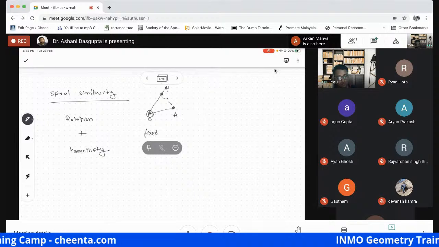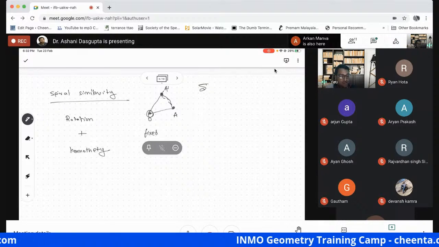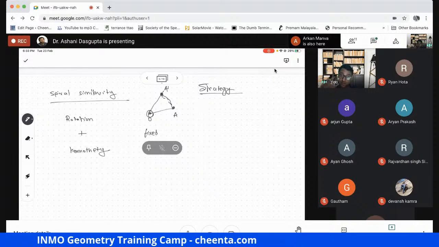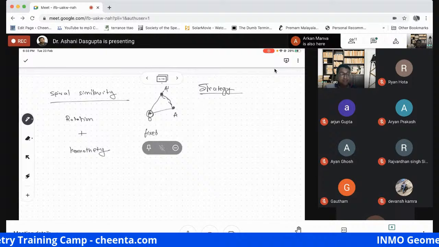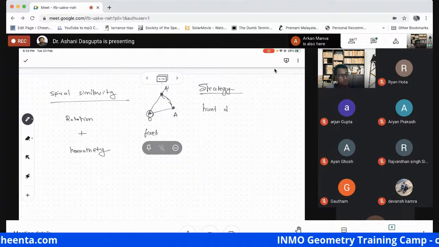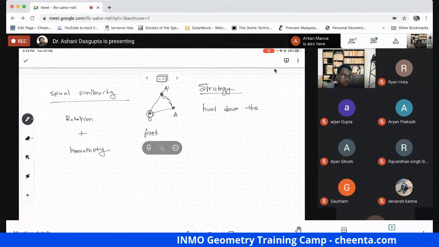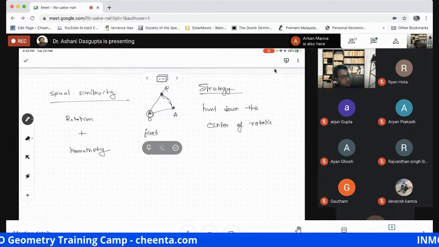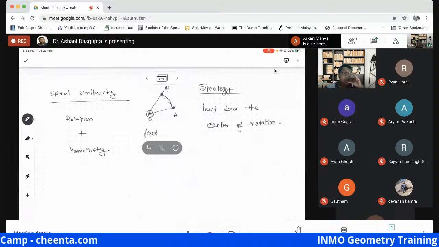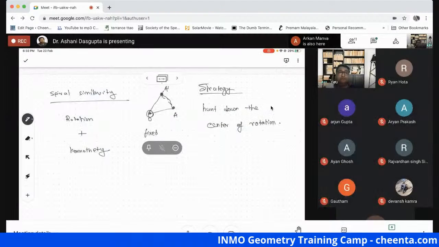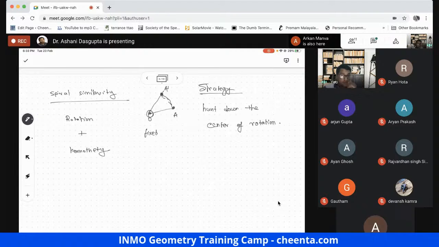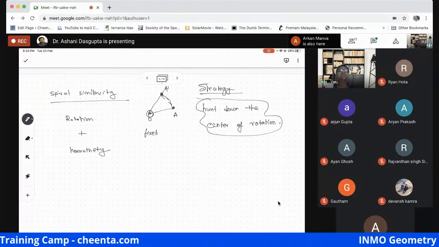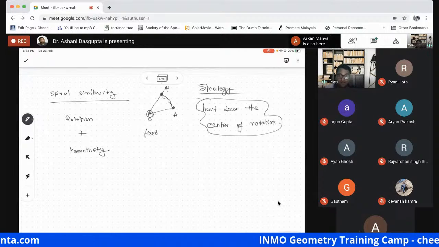This is A prime. So here is a strategy pointer, that whenever you are trying to use rotation, make sure that you hunt down the center of rotation. If you want to learn rotation, then you focus on the center of rotation. That is usually the easiest or the most useful thing. I wouldn't say easiest, but one of the most useful things.